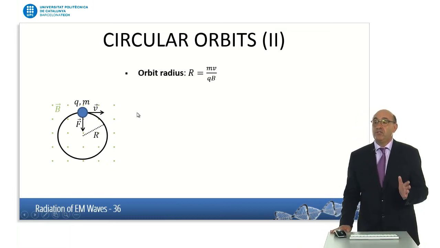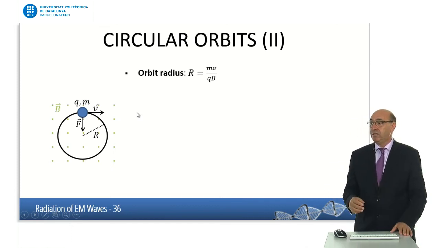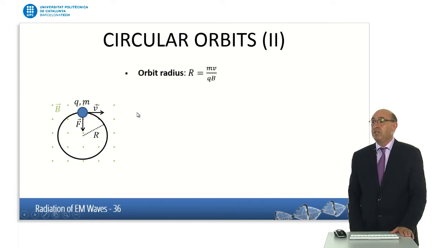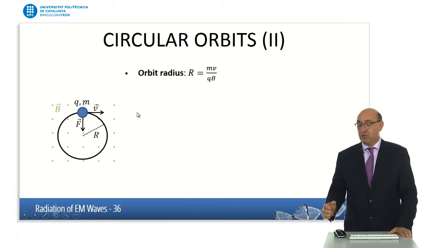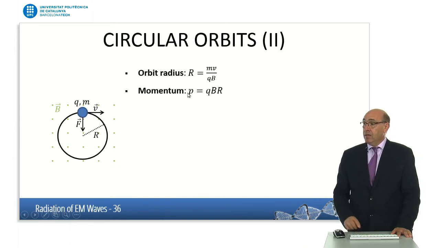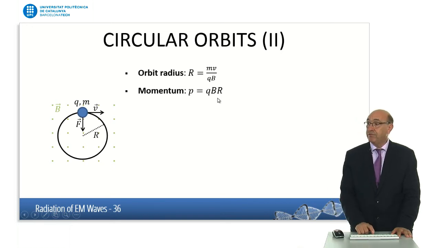And this was very useful when it was discovered, just to separate different ions or different atoms depending on their mass. And this was one of the first procedures to separate isotopes in radioactive materials. The momentum is just the mass times the velocity, so we have this second expression for the mechanical momentum.